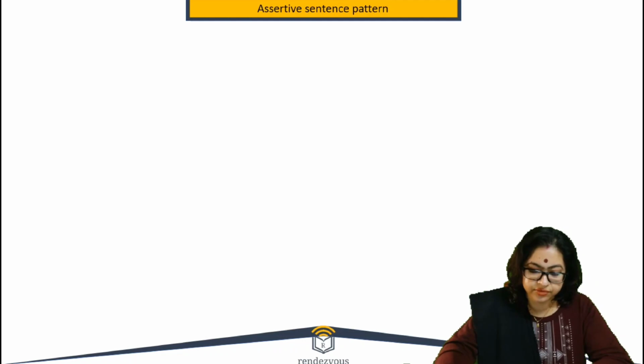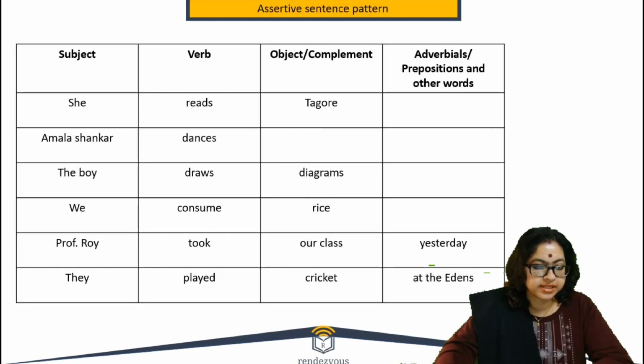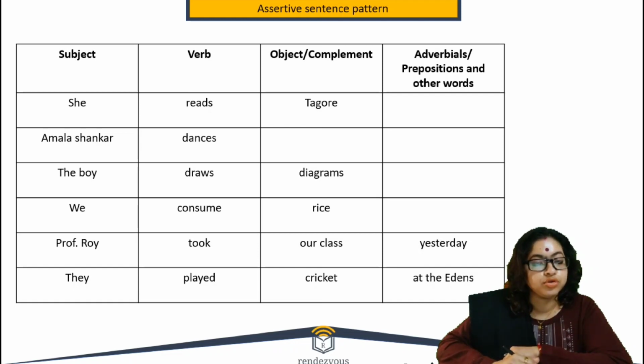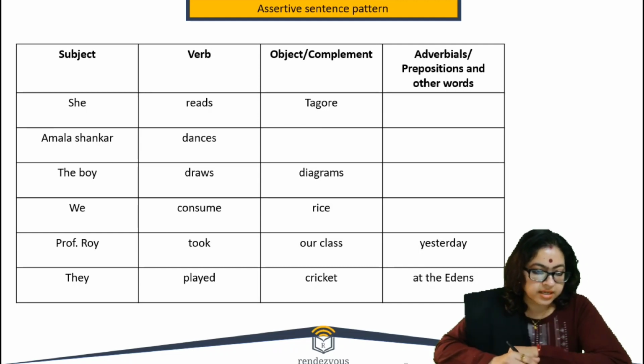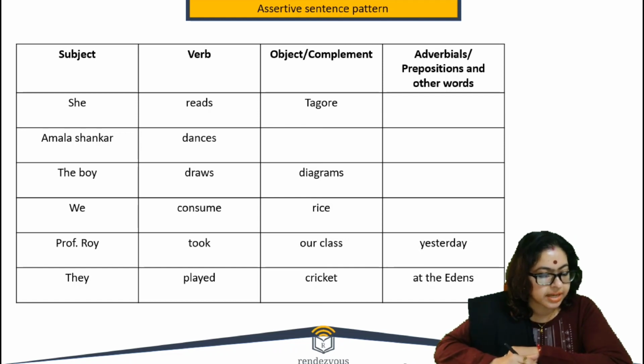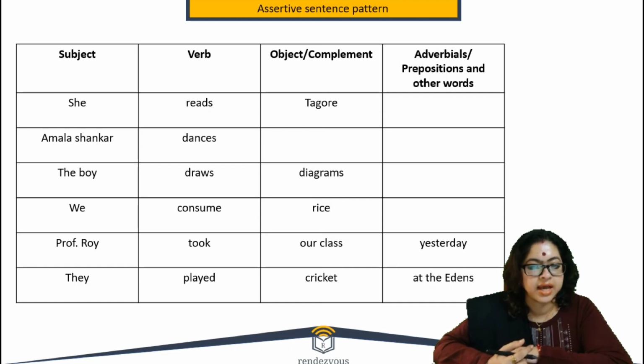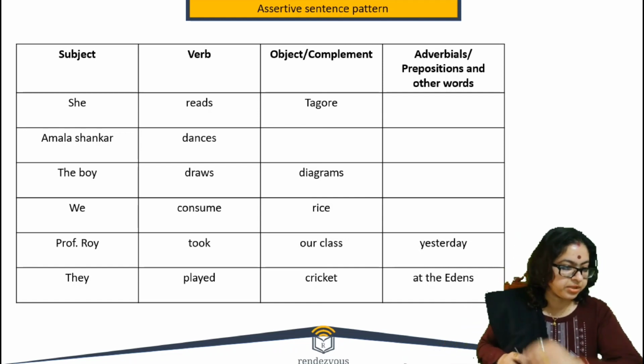So first, today we have the assertive sentence pattern. More than 80% of English sentences that follow English grammar adhere to this SVO structure. I will explain that with some examples. In the assertive sentence pattern, first we have the subject, the verb follows the subject, and then we have an object or complement, and then adverbials or prepositions and other words.